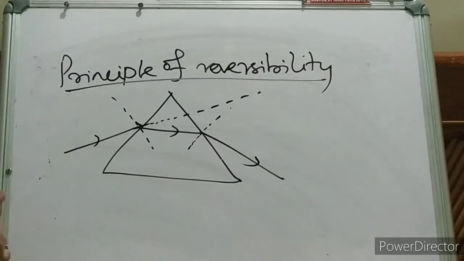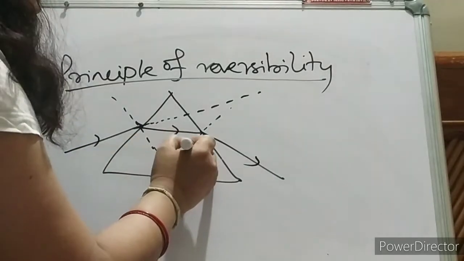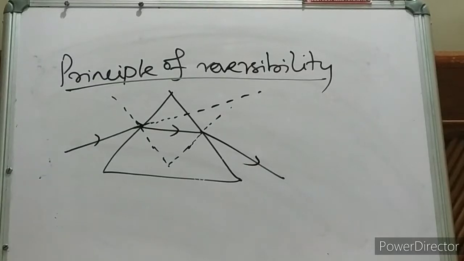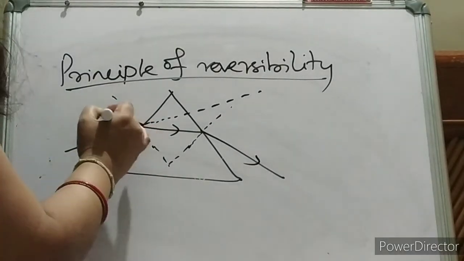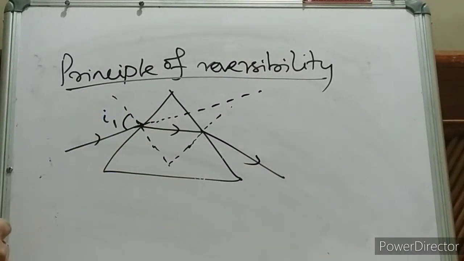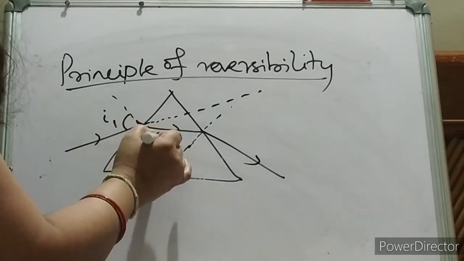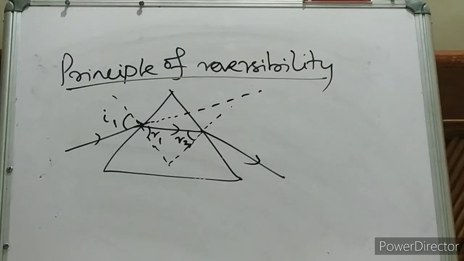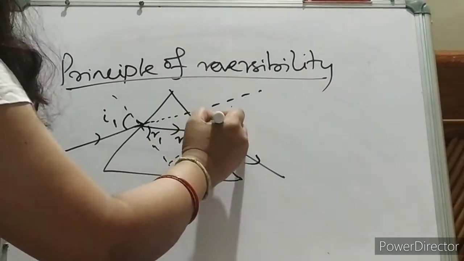So this is your normal diagram, what we are doing from the previous lecture. And this is your angle of incidence. Okay, this is your refraction R1, R2. This thing we have already discussed. Okay, let this angle be I2.